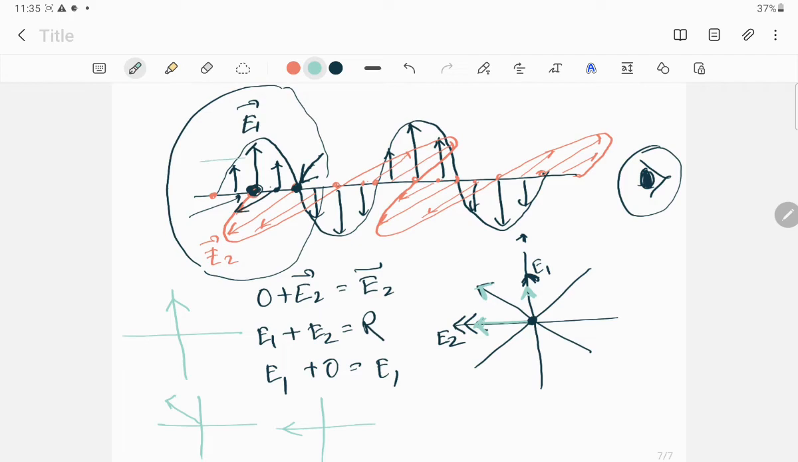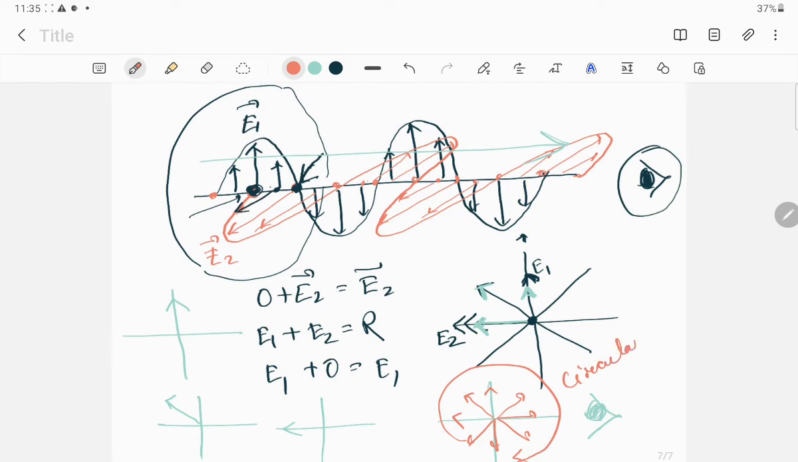If you keep on doing this along the whole direction, what will the observer be seeing? He will be seeing something like this, like this, like this. Can you understand? It is like rotating like this. So this kind of light is called circularly polarized light.